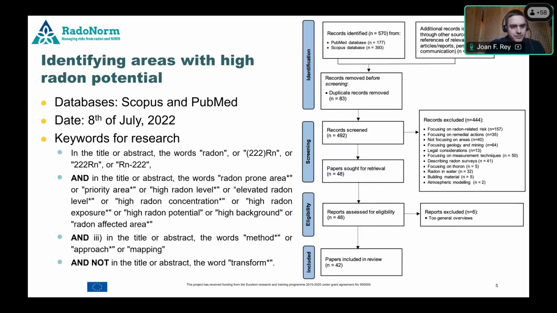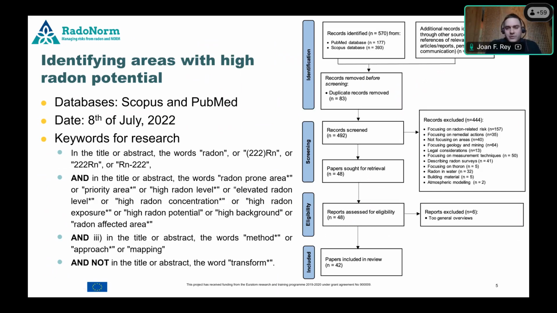More precisely, for the identification of areas with high radon potential, we looked into big databases, Scopus and PubMed, on the 8th of July 2022. Here you can see the different keywords that we used to perform the research. According to these keywords on these two databases, we found more than 500 records, which were then filtered for duplicates. We found 83 that were on the two databases, and they were all screened.